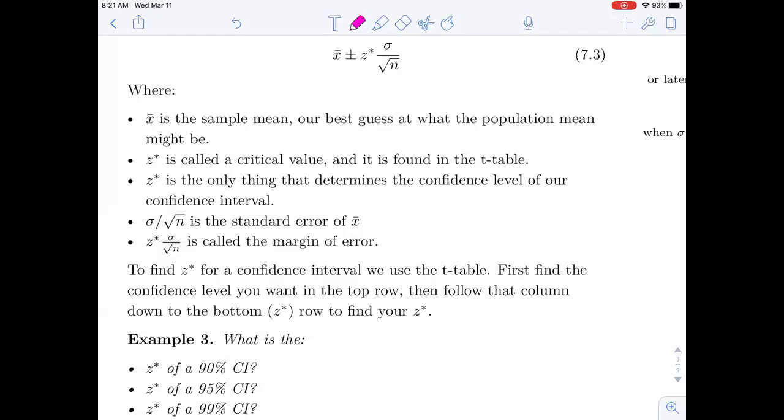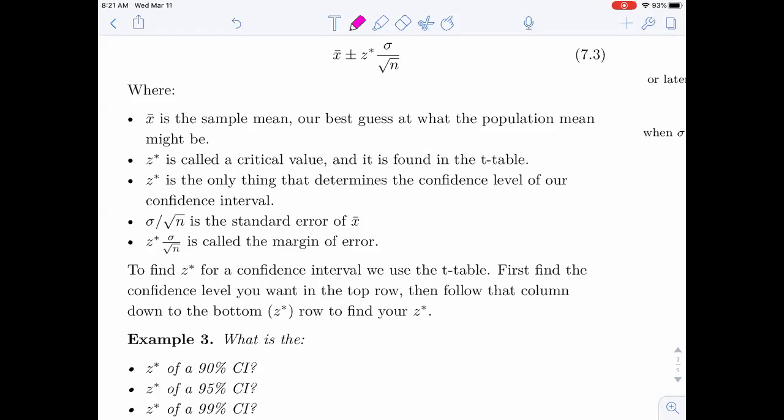If you go to the bottom, you'll see that there's a Z star line. Up at the top, you've got your confidence levels. So remember last day we worked through and we used the Z table to figure out what our Z star should be for a 95% confidence interval. We said it should be roughly 2. Turns out it's 1.96, right? But if you go to 95% up here and then go to find your Z star, it's just there.